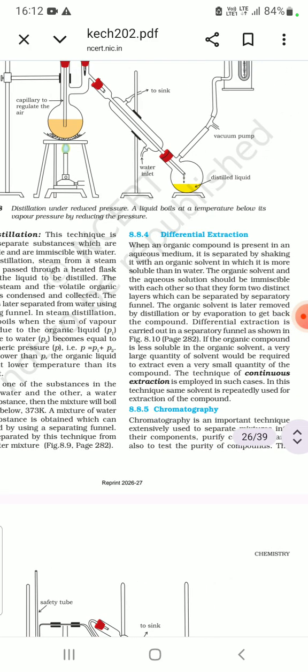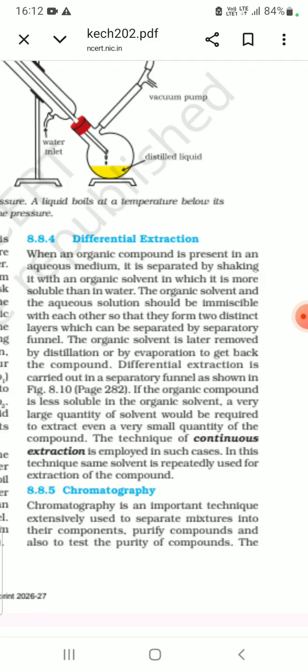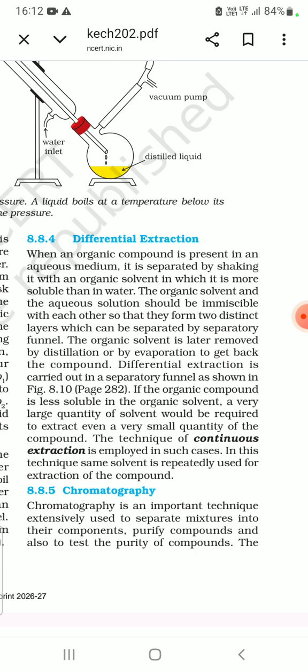And next we have differential extraction. When an organic compound is present in an aqueous medium, it is separated by shaking with an organic solvent in which it is more soluble than in water. If the organic compound is less soluble in the organic solvent, a very large quantity of the solvent would be required to extract even a small quantity of compound. This is called continuous extraction.